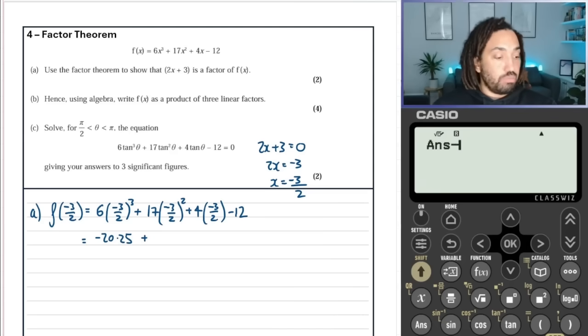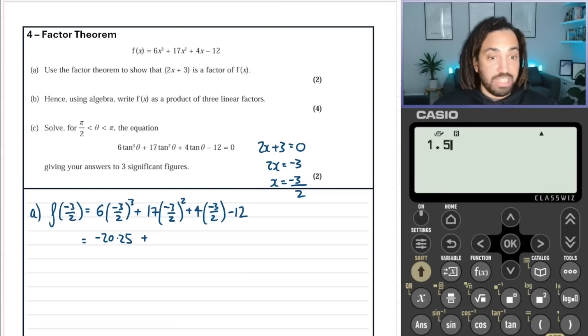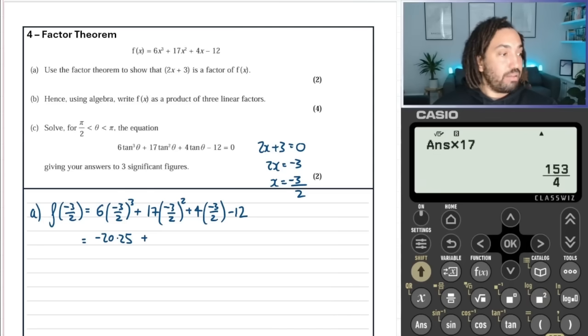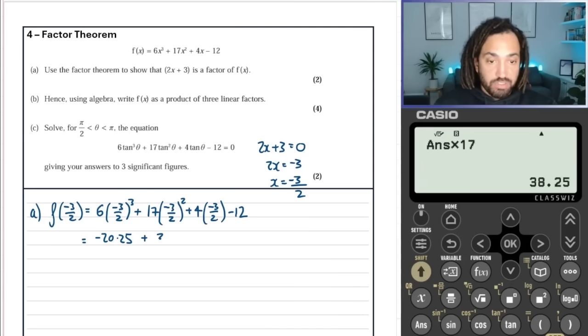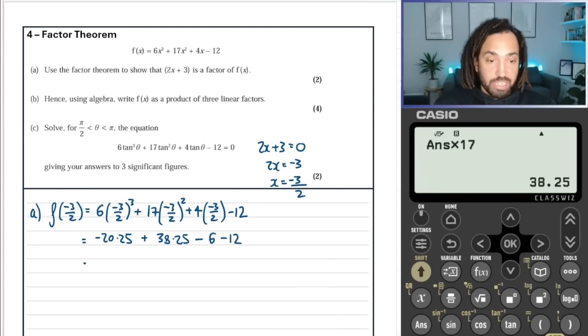And then I'll do minus 1.5 again. Actually, if I square it, it's just 1.5 squared, and then times it by 17. Okay, so that gives me plus 38.25. I mean, it is a show that question, so I do want to put this extra bit of effort in. This will be minus 6, and that will be minus 12. Okay, and now it's okay for me to say, yeah, equals 0.